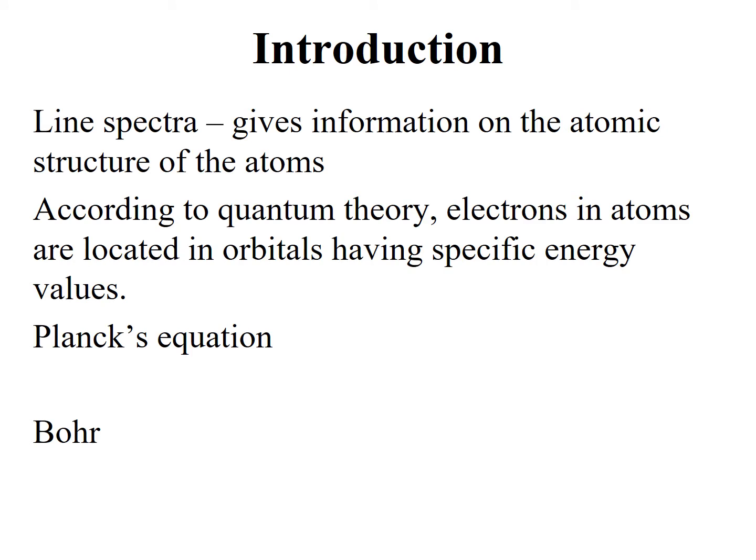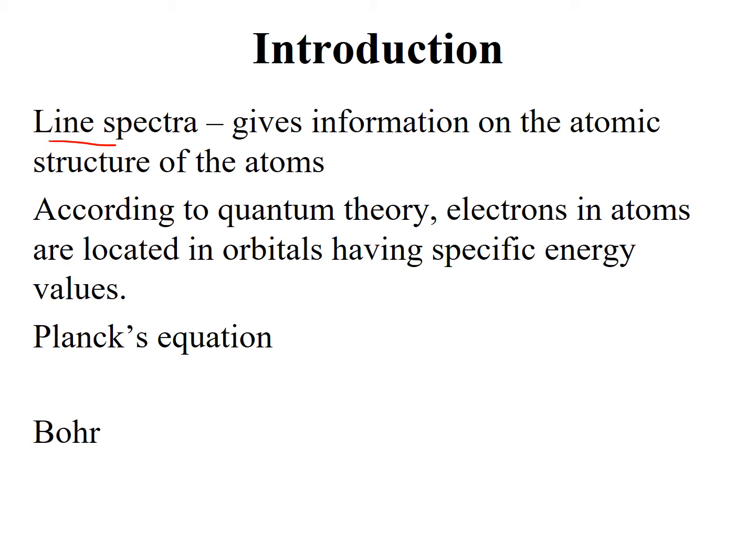When an element is placed in a discharge tube under high voltage and low pressure, its atoms absorb energy and become excited. The excited atoms emit light, which when passed through a prism gives colored lines, resulting in what is called the line spectra or line spectrum. The line spectrum gives information on the atomic structure of the atoms, and each element has a unique line spectrum. So characteristic lines in the emission spectra are used for the identification of elements.